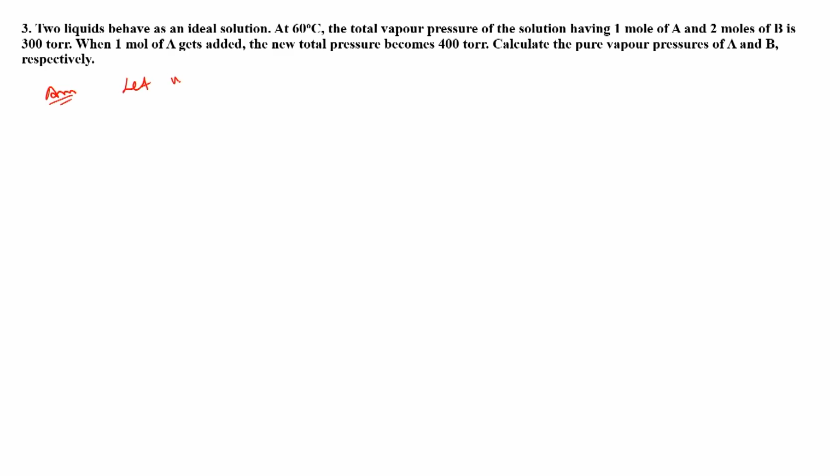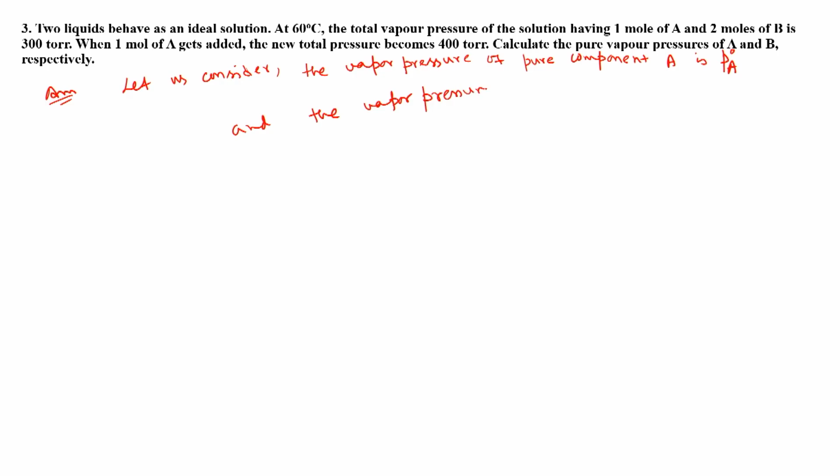Okay, let us consider the vapor pressure of pure component A is PA naught, and the vapor pressure of pure component B is PB naught, right.